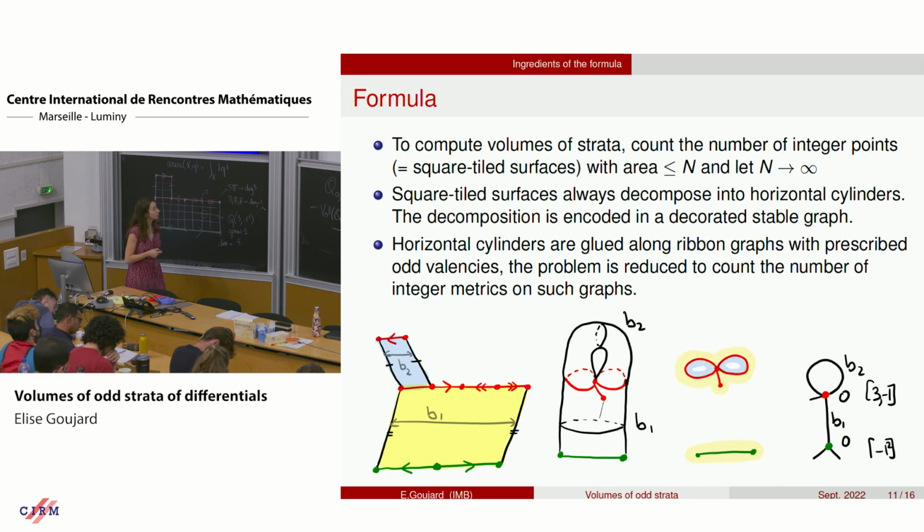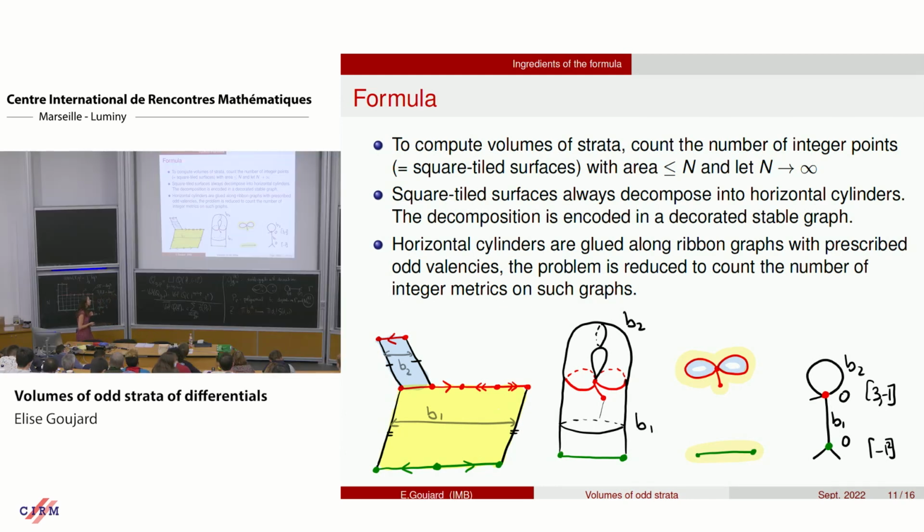But the choice of the length of this horizontal saddle connection is just the choice of an integer matrix on these ribbon graphs, right? And this is already done for us, okay? So the result of Kontsevich tells you that if you want to know how many choices there are to put integer lengths on this kind of ribbon graph, you get some polynomial, etc. And you can compute this polynomial. So basically the formula comes from that.